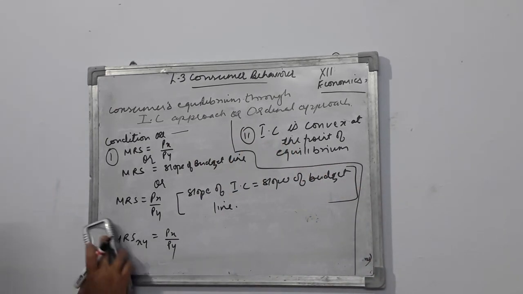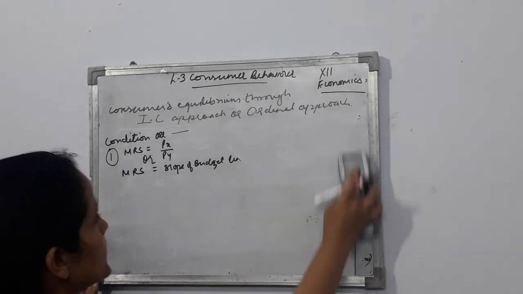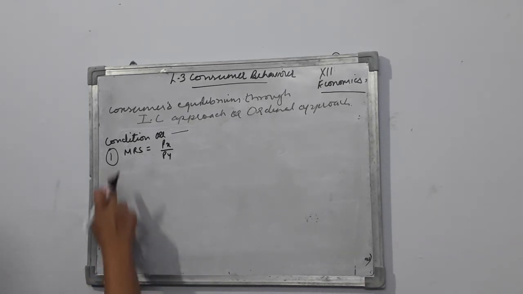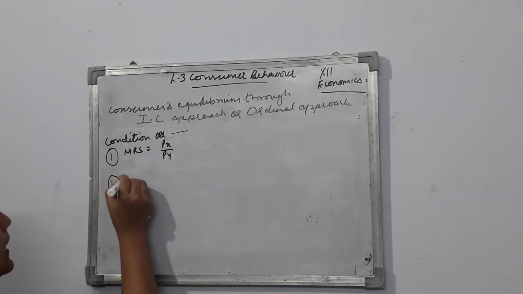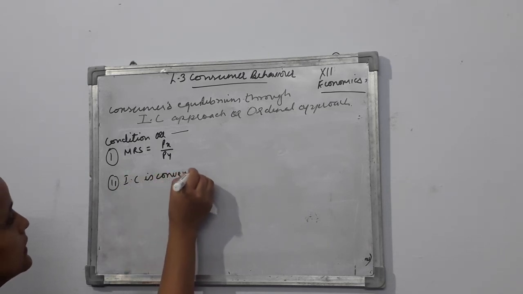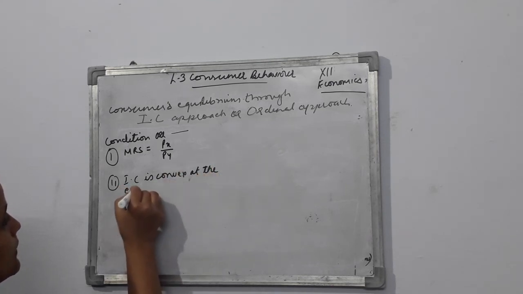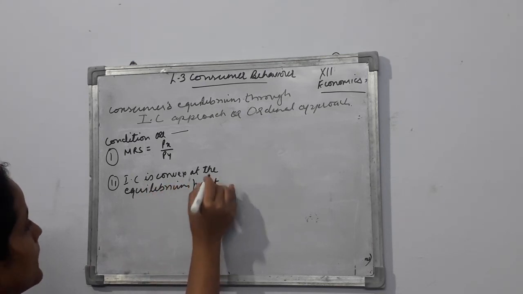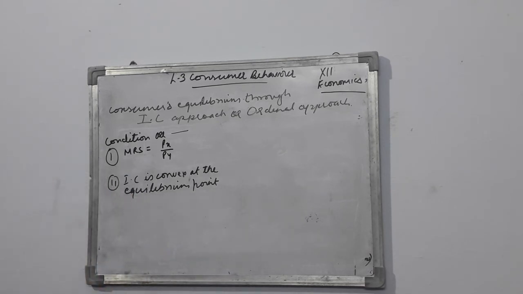Now to make things more clear to you, I will write it this way. Confused नहीं होना है, तो there are two conditions. First is MRS is equals to Px upon Py, and indifference curve is convex at the equilibrium point. जब ये दो कंडीशंस पूरी हो जाती हैं तो the consumer attains equilibrium.